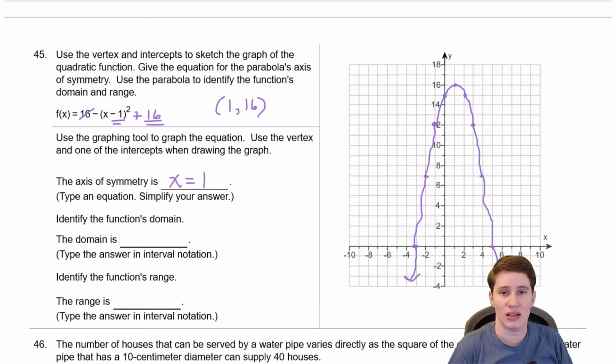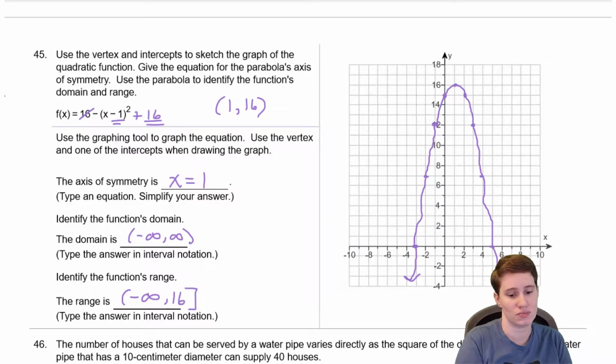The function's domain, well, parabolas don't have any issues with x's. You can plug in anything you want for x and get an answer. So the domain in interval notation is -infinity, positive infinity. The range is being limited by the fact that there is a topmost point of this, the vertex. So because the highest y value I can get is 16, I would write the range as -infinity, 16 with a bracket around the 16.